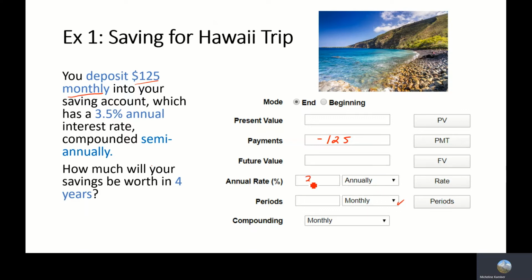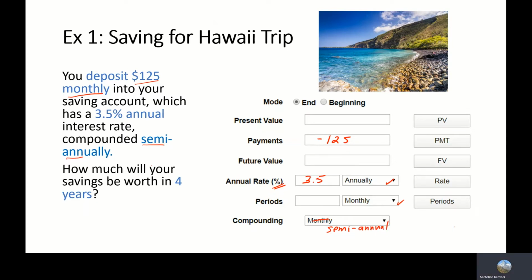The interest rate is 3.5. Important to note that you leave that as a percent. It's not like the compound interest formula. If you were using algebraically the actual formula, you would have to convert to a decimal. But when you're using a TVM solver, leave it as a percent. And this always stays as annual, as we mentioned. However, the compounding is semi-annual. So you would change this to semi-annual.